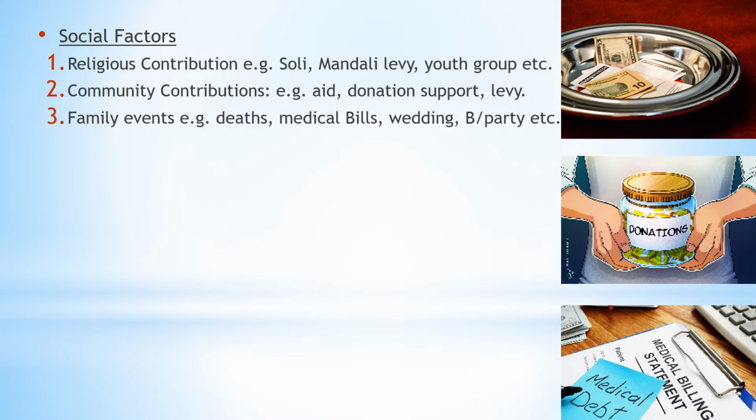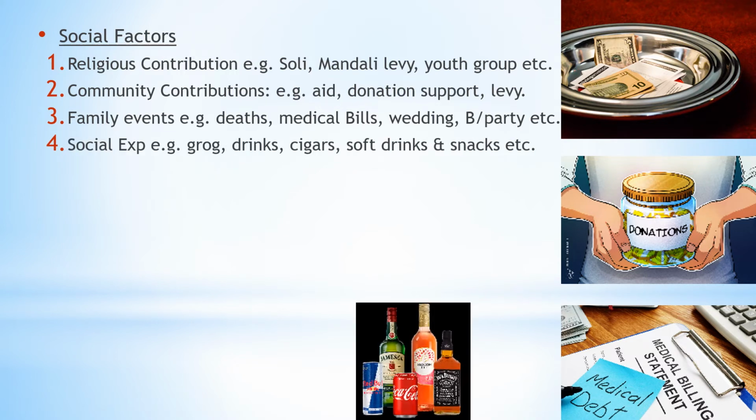Next one is family events. Family events include death, medical certificate, medical bills, or wedding and birthday parties. Wedding and birthday parties are planned, and death and medical bills are unplanned, unforeseen circumstances that a family faces. The last one here is social expenses. For example, entertaining your visitors. You have grog, drinks, cigarettes, soft drinks, and snacks. These are all for social gatherings, and these are part of the social factors or the challenges that a family faces.